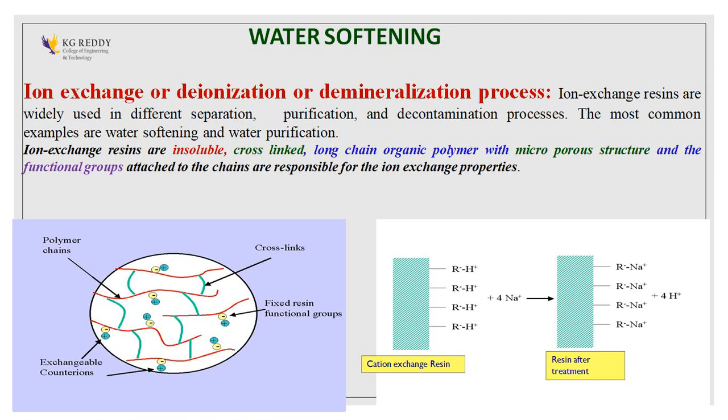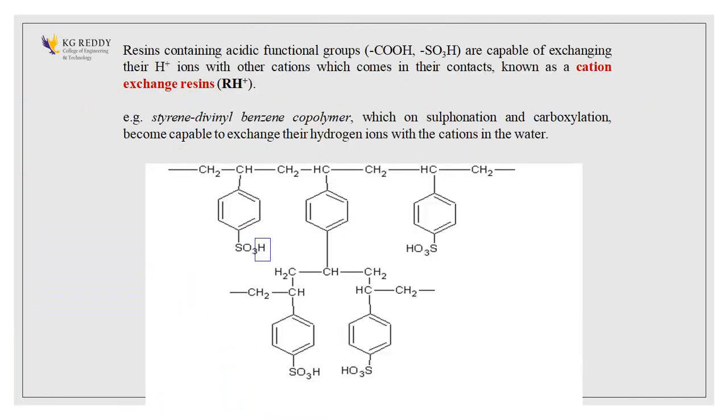If you see the diagrams, these are cross-linked fixed resins, functional groups, exchangeable counter ions and polymer chains, right? If you see the left side of the diagram, it is a cation exchange resin. It can be represented by RH+. Next, if you see this, how the exchange of cations takes place between this H place and sodium, Na place. Like this, the exchanging will take place.